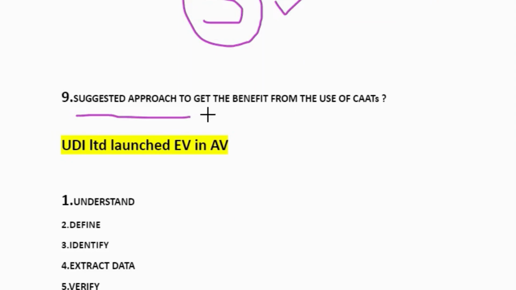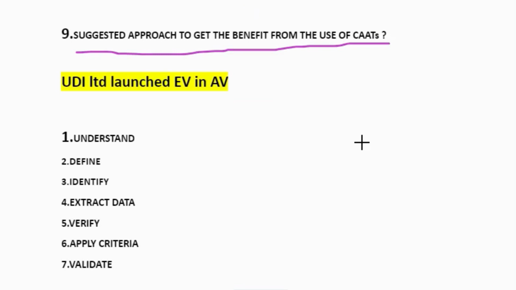Next one, suggested approach to get the benefit from the use of CATs. How to remember? UDI Limited launched EV in AV. EV for electronic vehicle, and AV is a rhyming of EV. U for understand business environment including IT. Next D for define the objectives and criteria. Next I for identify source and format of data. Next E for extract data. Next V for verify the completeness and accuracy of extracted data. Next, EV completed, AV. A for apply criteria on data obtained. Next V for validate and confirm results.